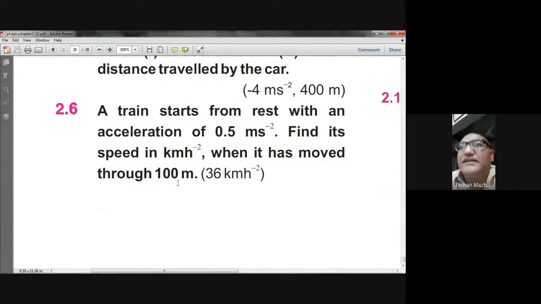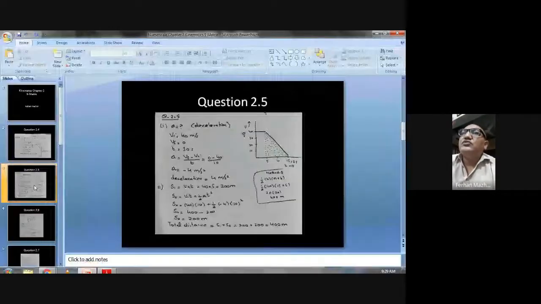Okay, so we are talking about a train which starts from rest. So its initial velocity Vi will be zero because it started from rest. Its acceleration is given, the value of the acceleration is 0.5 meter per second square. The distance traveled by the train is given, that is 100 meter. And then they say find the final speed. We have to tell how much the final speed Vf will be. Very easy question. Let me show you.